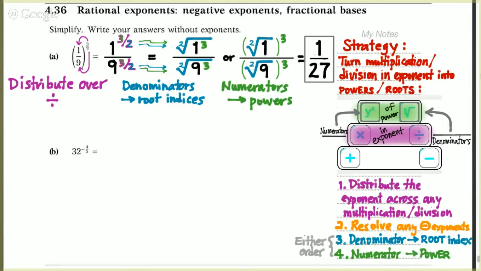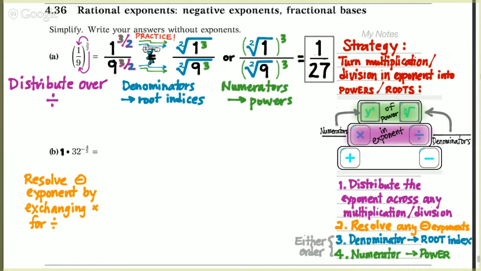Let's use that same process to look at part B, which asks us to find the value of 32 to the power -4/5. And the step we're going to end up practicing over and over again is that step where we take the fractional exponent and turn it into a combination of a root and a power. In this example, though, the first thing we need to do is resolve that negative exponent.